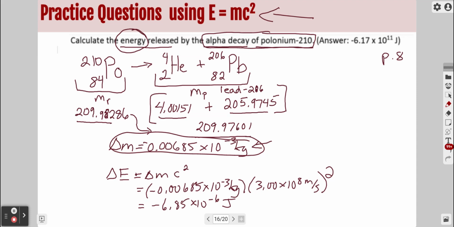So if we can harness that energy, that's a lot of energy for just 1 mole. That's a lot of energy that we can keep and use again.